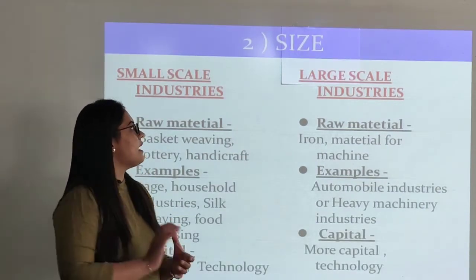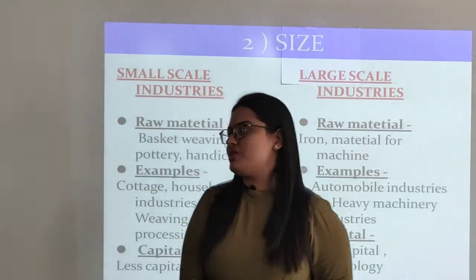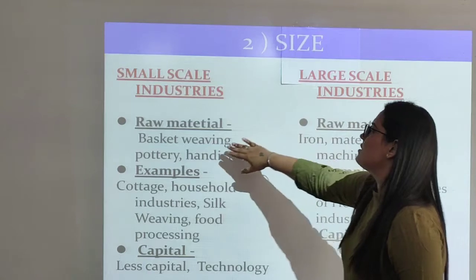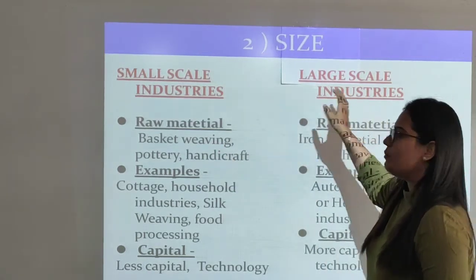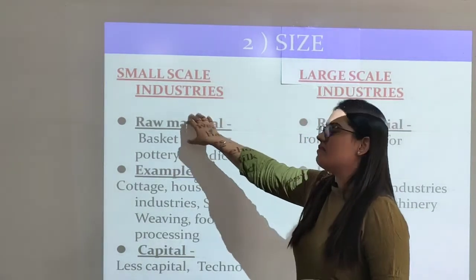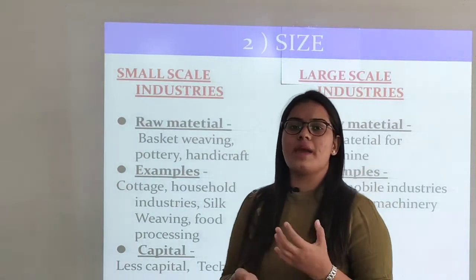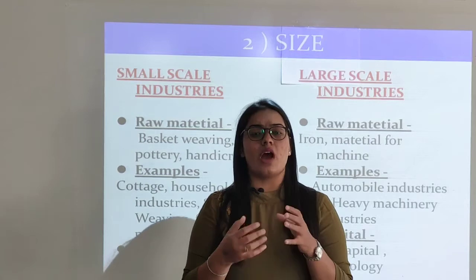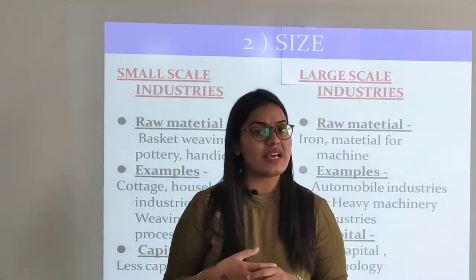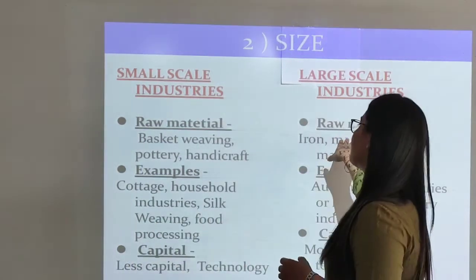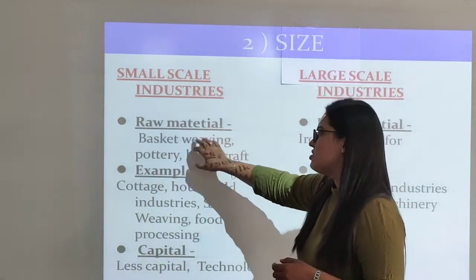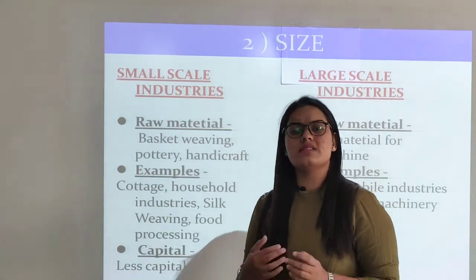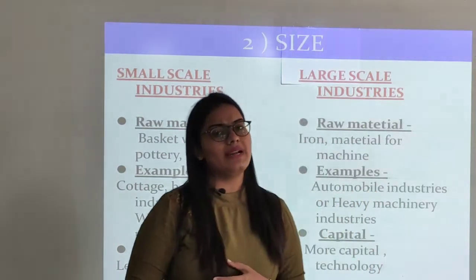On the basis of size, there are two types of industries, that is small scale and large scale. What is small scale and what is large scale? The name itself defines it: the industries which are small, whose capital is small, and whose number of employees, meaning how many people are working in the industry, is less compared to the large, are known as small scale industry. What does small scale industry produce? What does small scale industry use as a raw material?